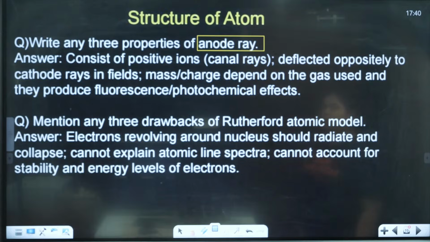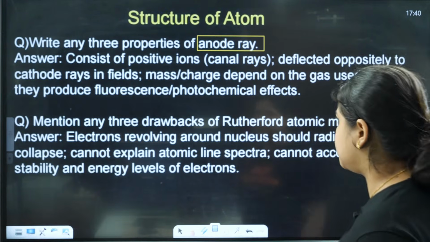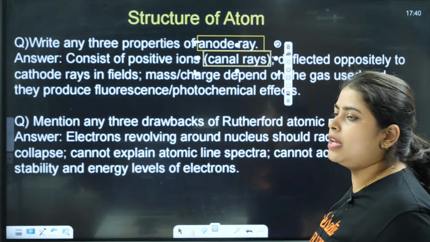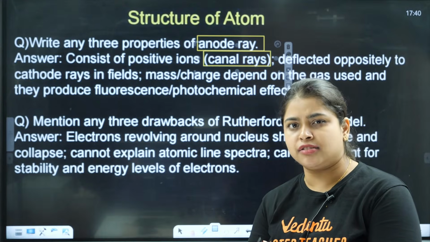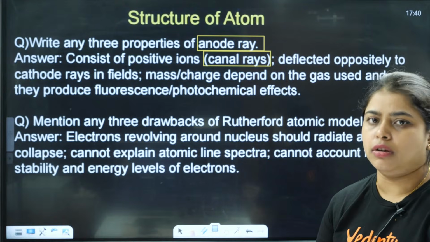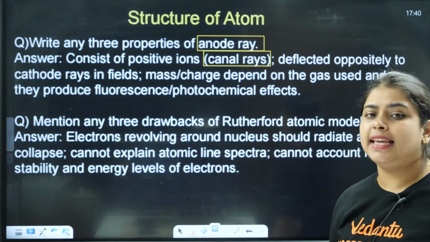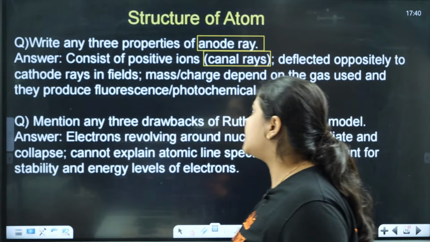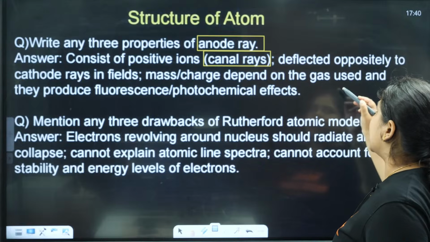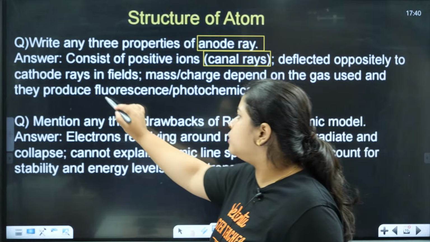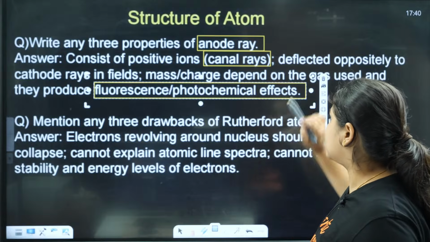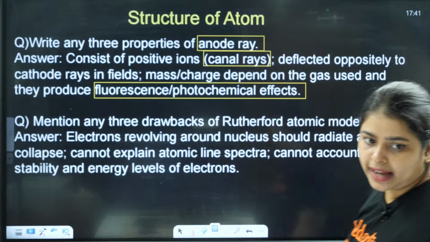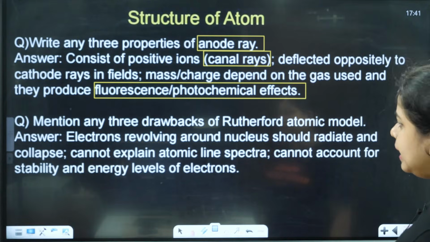Write any 3 properties of anode ray. It consists of positive ions. That is what an anode ray means, positive ions. It is also called canal rays. In Rutherford's explanation you can use the term canal rays. This is the helium. It is deflected oppositely to the cathode rays in the fields, its mass and charge depend on the gas which has been used, and it produces fluorescence or photochemical effects. Clear?